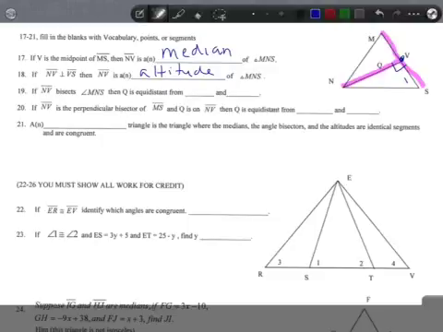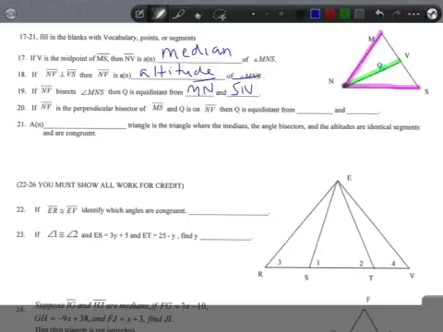If segment NV bisects angle MNS, see, NV bisects angle MNS, so highlight that angle, MNS. We're talking about this angle here, or that segment bisecting that purple angle. It says then Q, the point right there, is going to be equidistant from which two things? Well, it's got to be segment MN and segment SN.